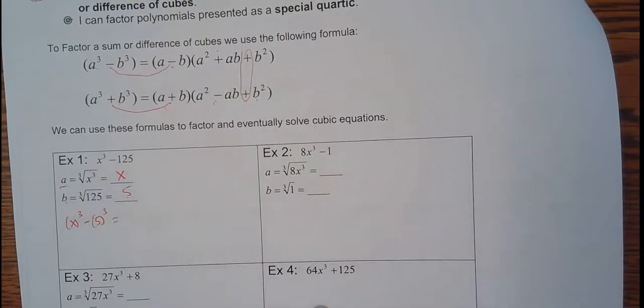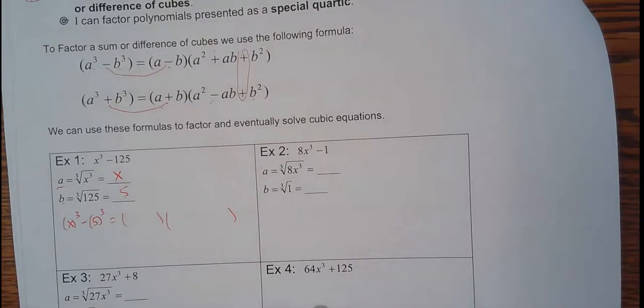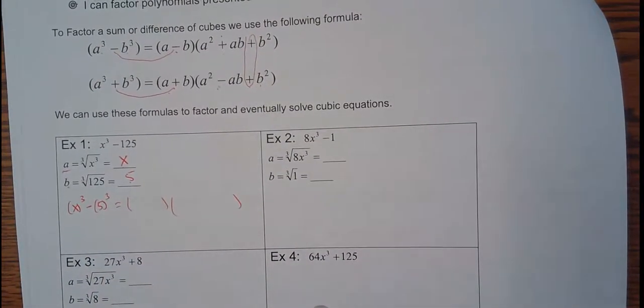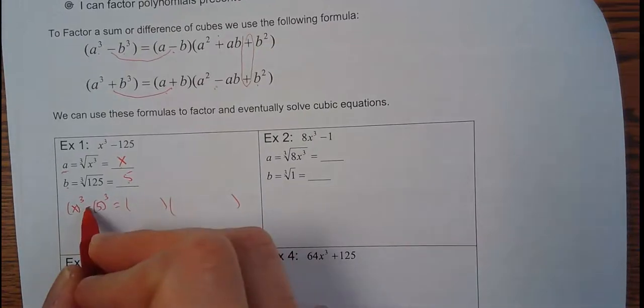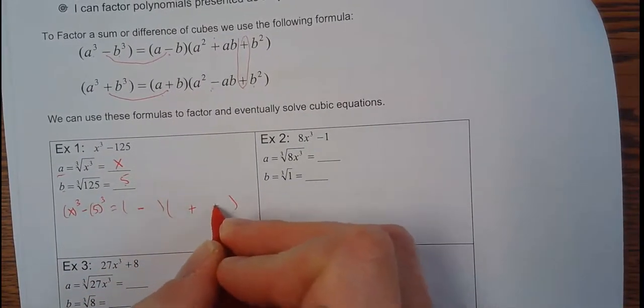Here's how I always do it. I just do a binomial and a trinomial. So just put your parentheses in first, small gap, big gap. Fill in your signs next. So if it's a minus in the problem, it's going to be minus, plus, and the third one's always plus.